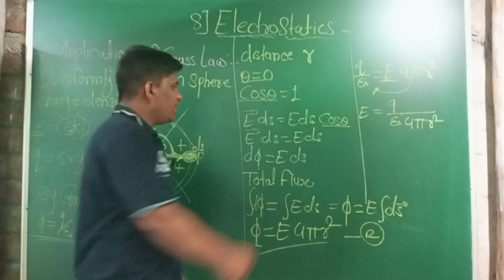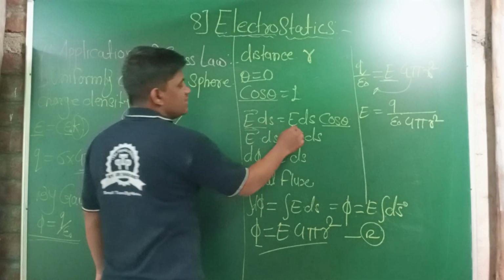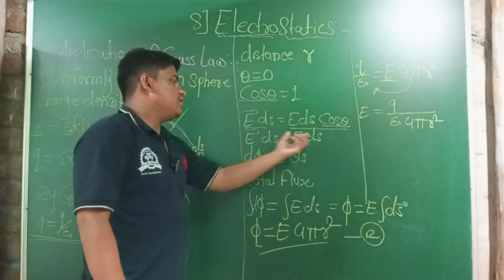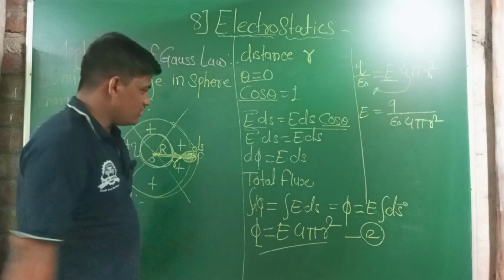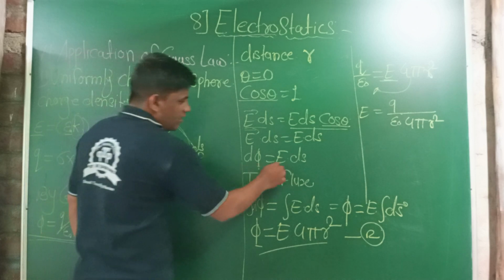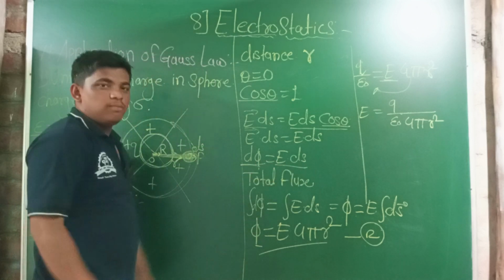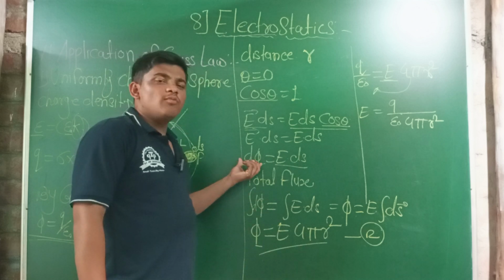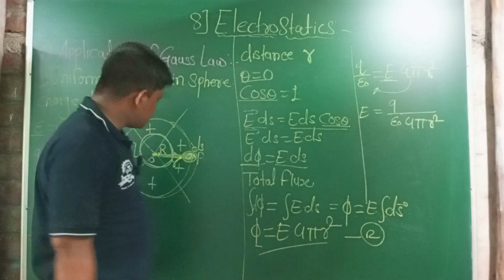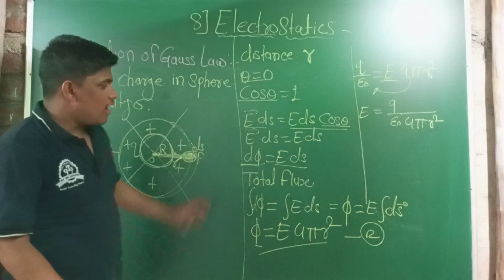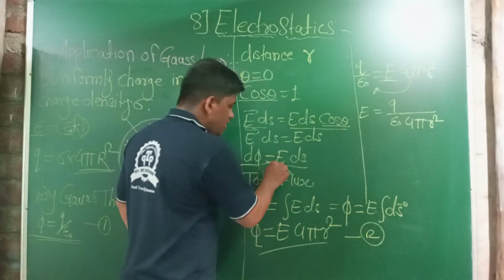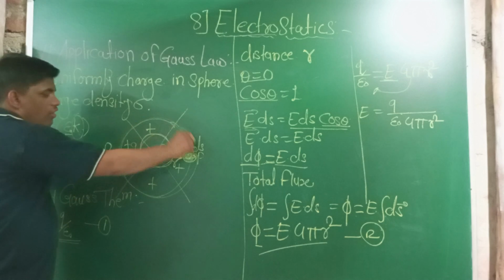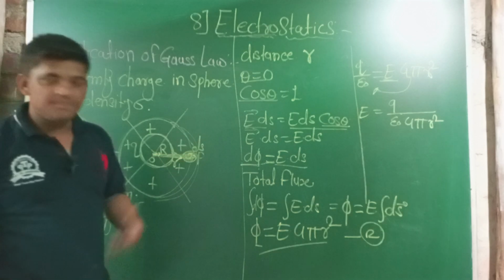After that, we know that the electric flux is E dot ds, which is equal to E ds cos theta. Cos theta is 1, so E dot ds is equal to the magnitude of E times ds. Then E dot ds means d phi, that is flux. Electric flux is equal to E dot ds. Now this is the smallest amount of electric flux present at the point, and we want to find the total electric flux through the closed surface, or the closed sphere.